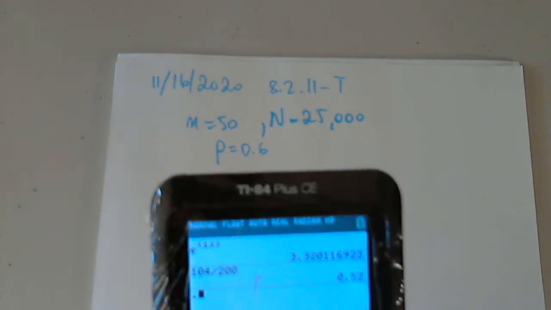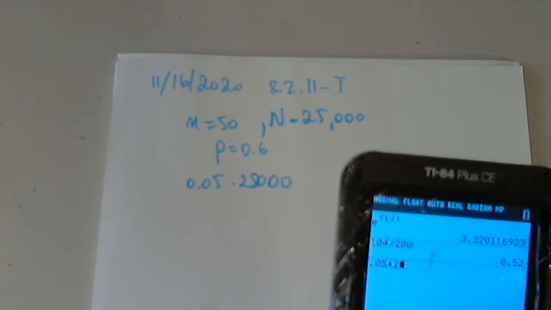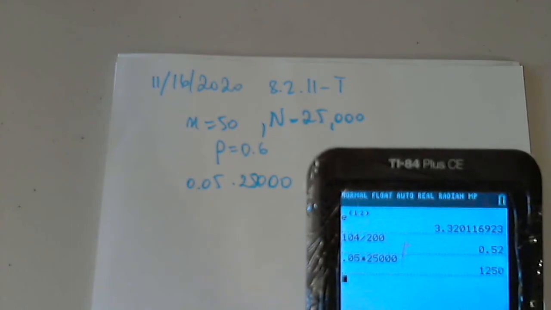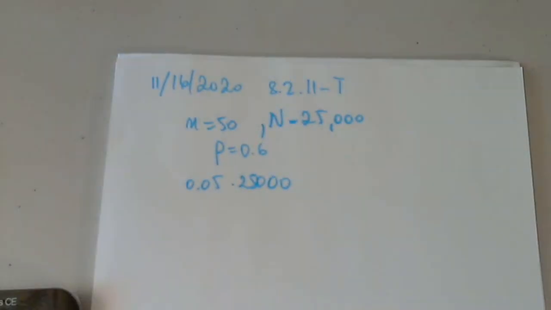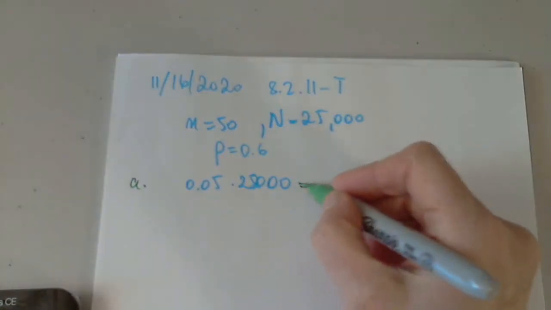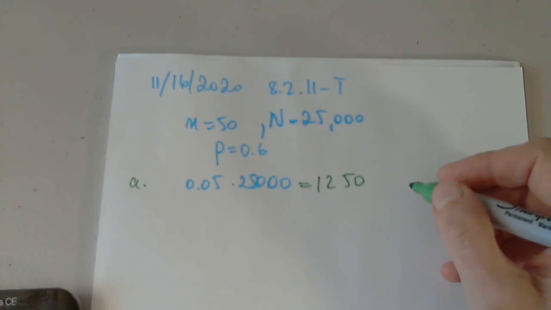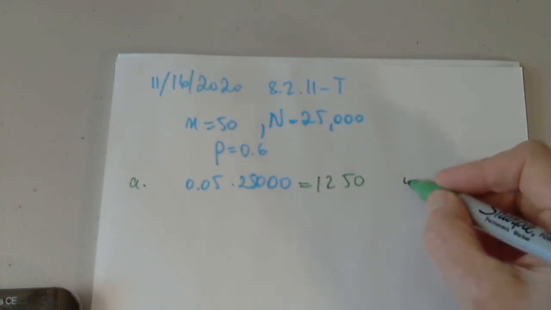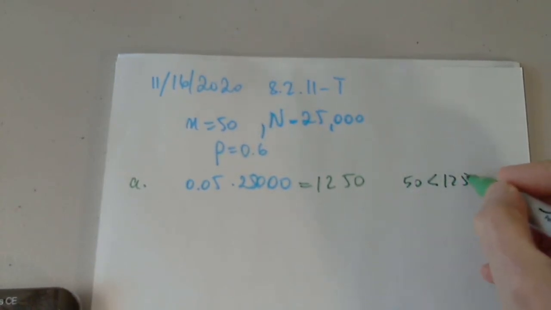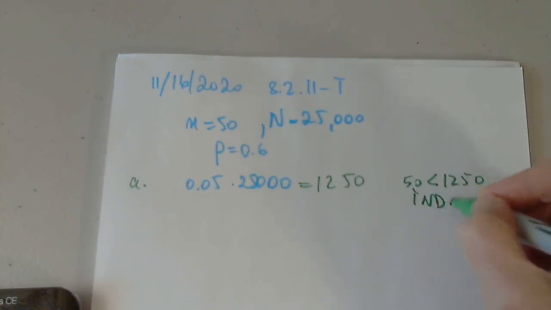So I gather that you didn't have difficulties with the first question, but now I have to do everything. So this is part A. N is 1250 and n is 50. So the first condition, which is the condition of independence: 50 is less than 1250, so it's independent.